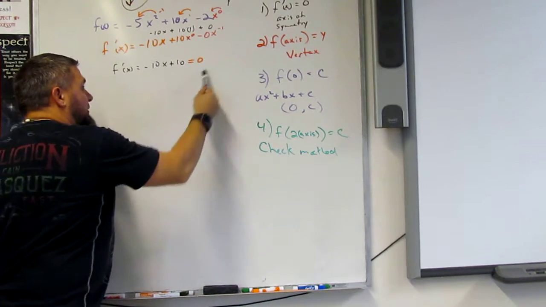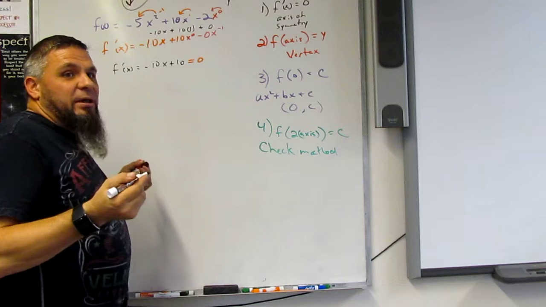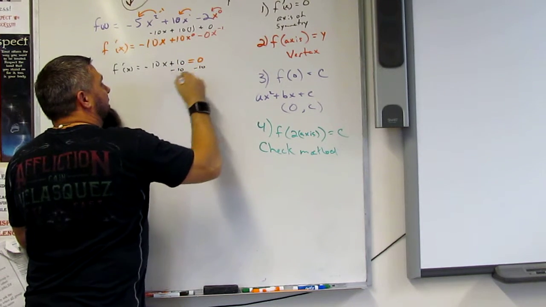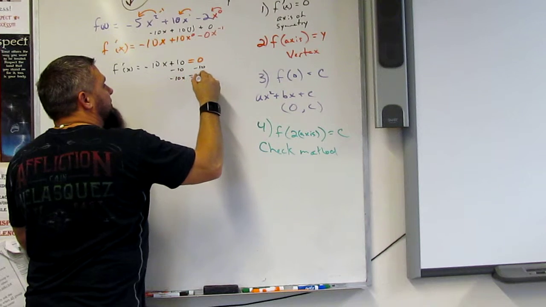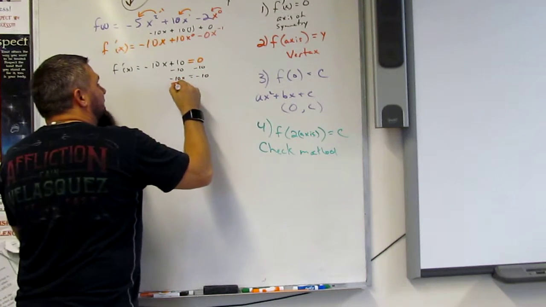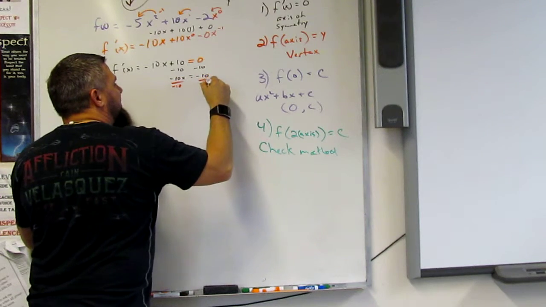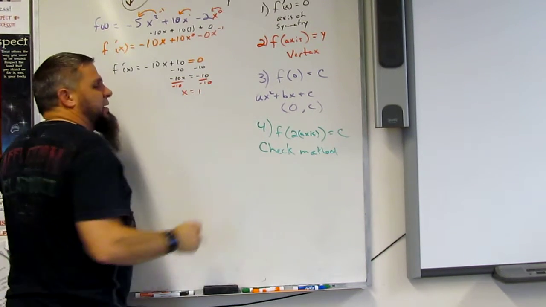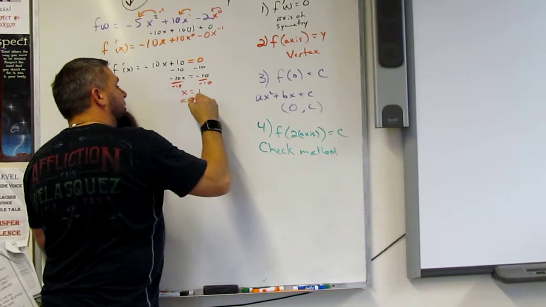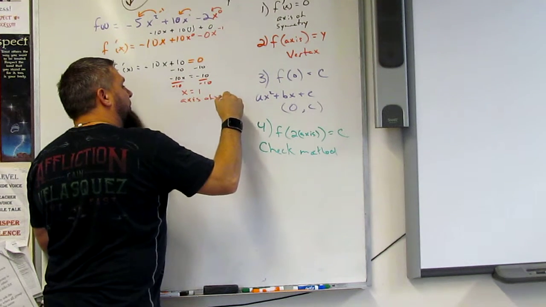I'm just going to solve this and find the axis of symmetry. So I've got minus 10, minus 10. I've got minus 10x equals minus 10. So now I divide by negative 10, divide by negative 10. I get x is equal to 1. That is my axis of symmetry.